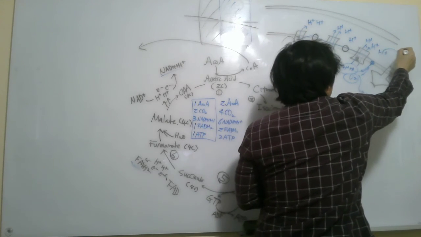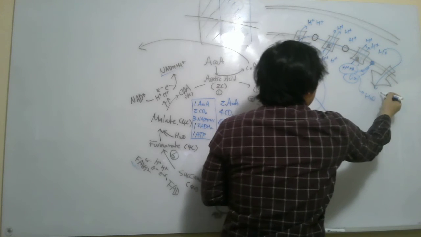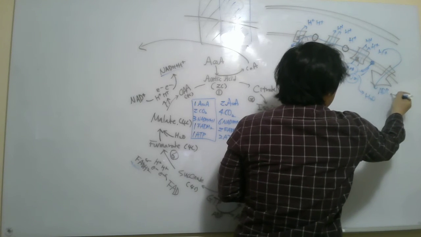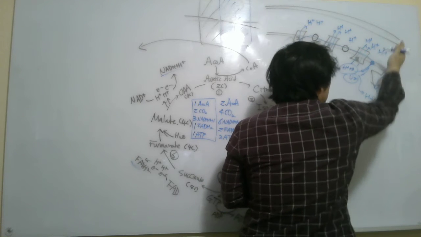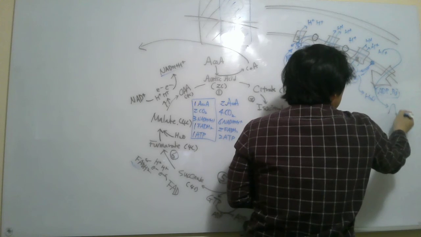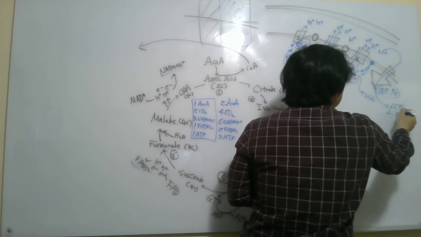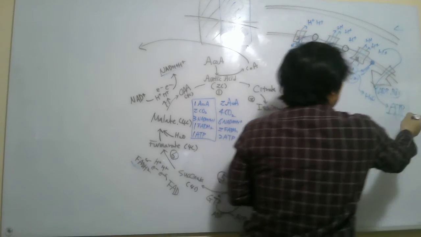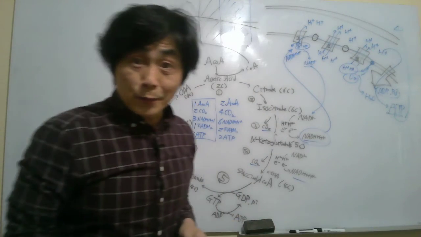So whenever this proton moves back, there are already ADP and inorganic phosphate here. Using this force, we can resynthesize ATP, and we use this ATP for our cell work. This is the electron transport chain system.